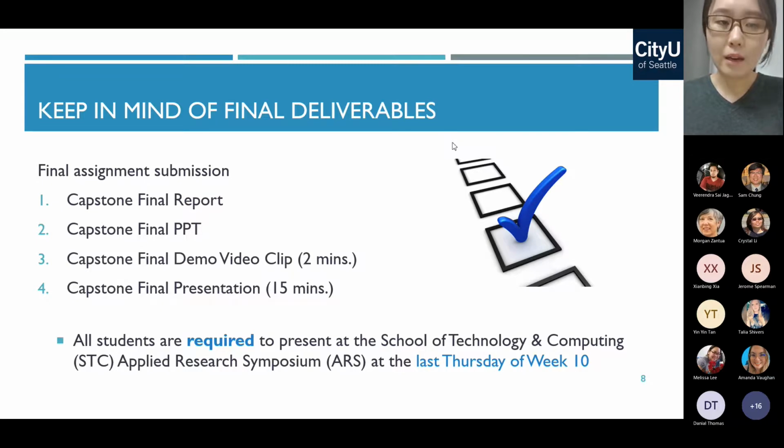There is an applied research symposium held at the end of the quarter, and this is where students share and present their work, what they have done. And this is required for all students. Please have the last Thursday of week 10 marked on your calendar.